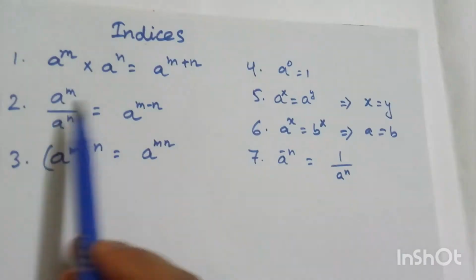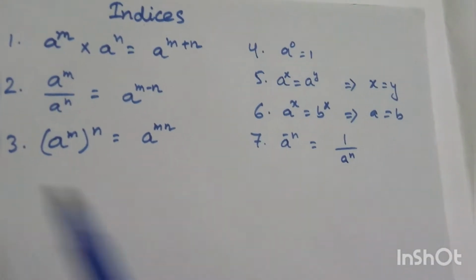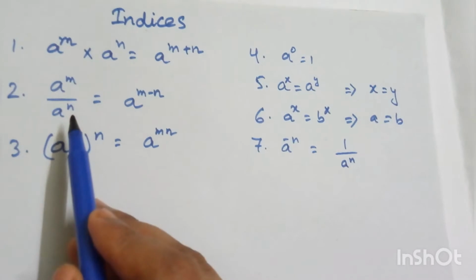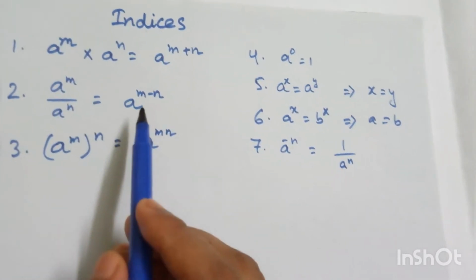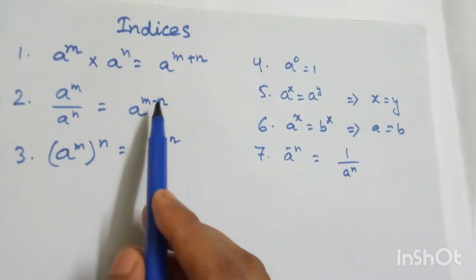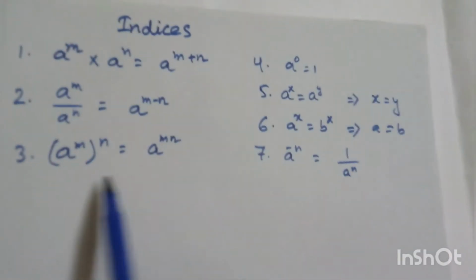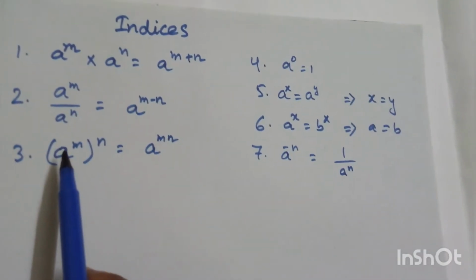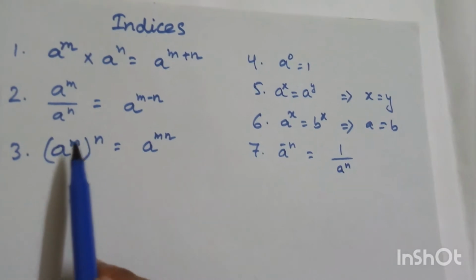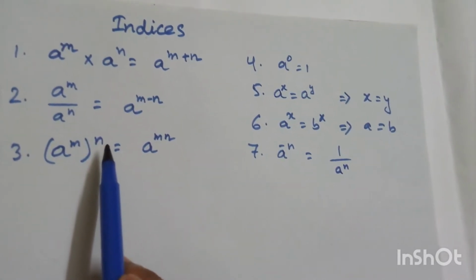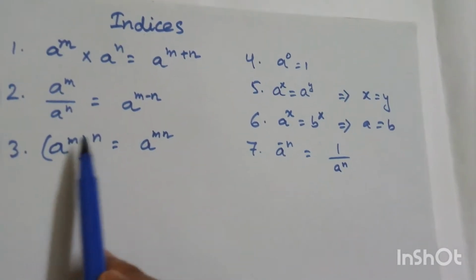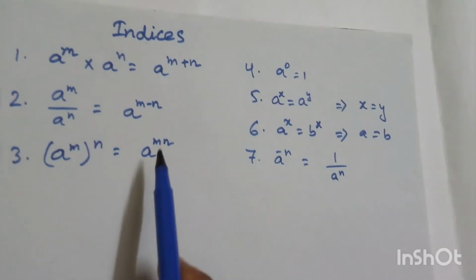When a to the power m is divided by a to the power n, it will be a to the power m minus n. Third is when a to the power m is whole to the power n, then the powers will be multiplied: a to the power mn.